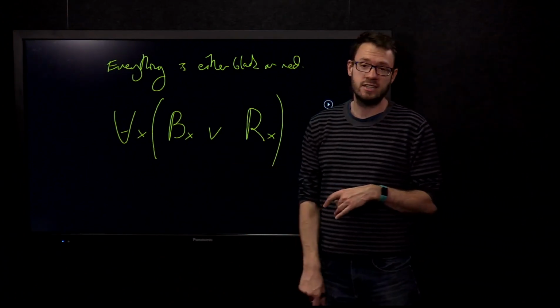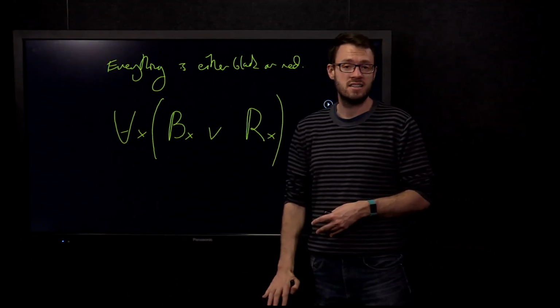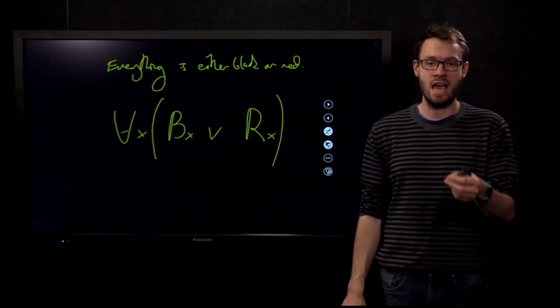And notice that this disjunction is the same disjunction we used in propositional logic, so it is of course compatible with this sentence that everything in the universe is both black and red.